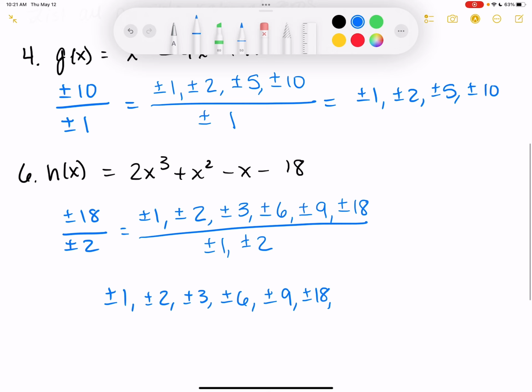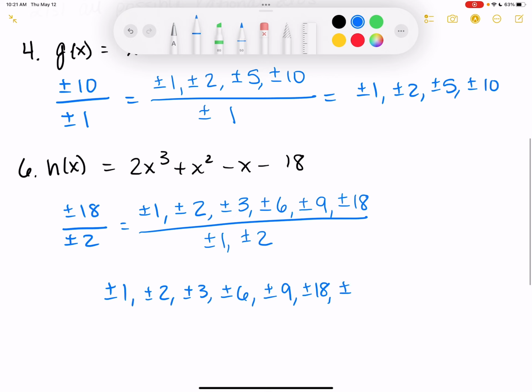And then after that, we're looking at each of the top things over the next thing on the bottom. If it's a repeat, so when it gets reduced, if it repeats, we don't write it twice. So 1/2, we haven't written that one yet, so plus or minus 1/2. 2/2 ends up reducing to 1, which we've already written, so no need to write it again.